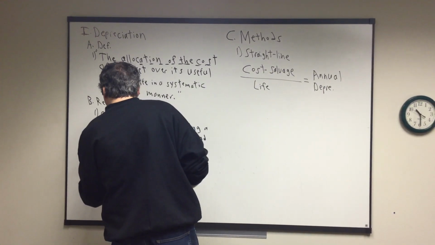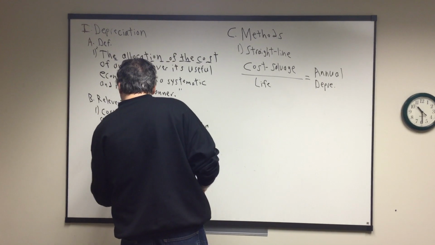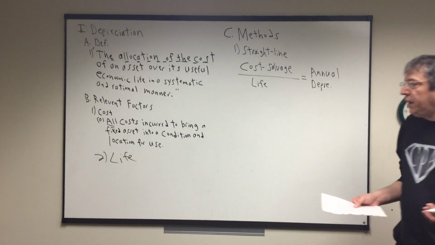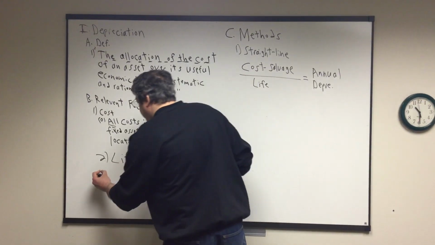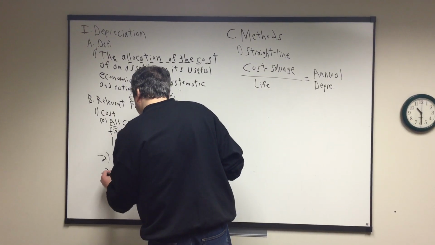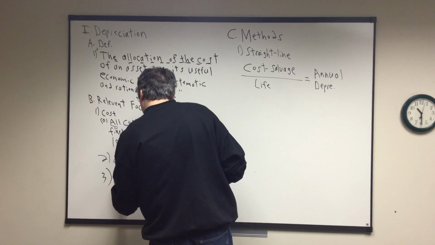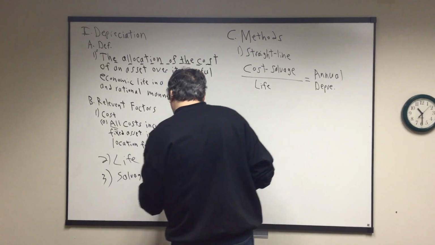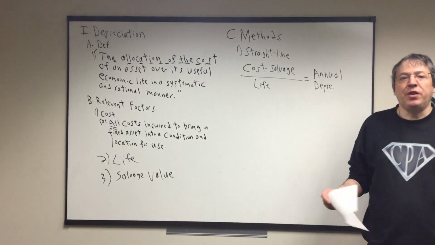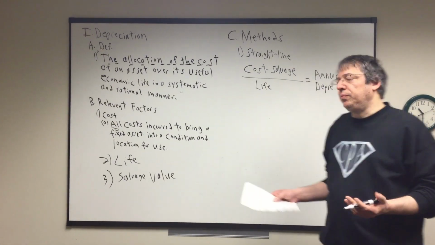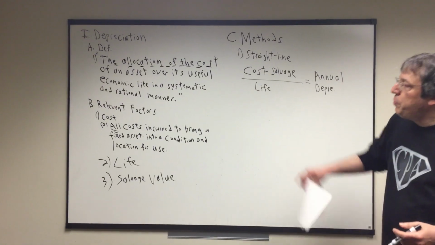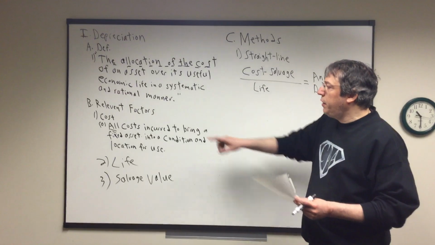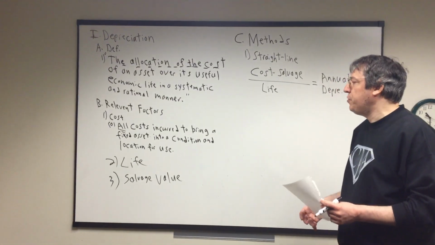The other factors I need to know are pretty easy, right? One is the life, the useful life. This is the number of years that I'm going to use the asset. And the other factor is called salvage value, and that's basically the scrap value at the end of its useful life. All right, so we know depreciation is the allocation of the cost of an asset, and these are the three factors we need to calculate depreciation: cost, life, and salvage value.